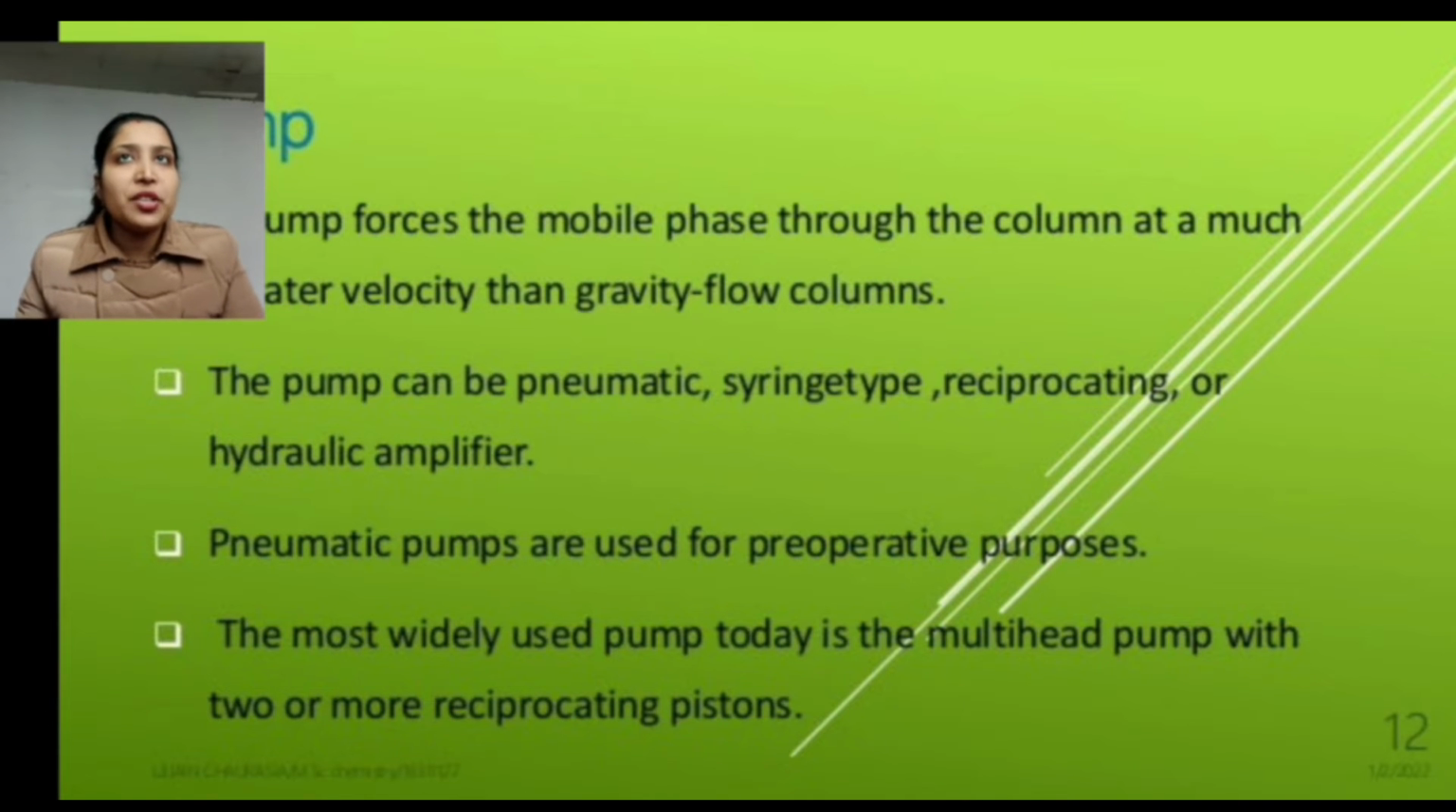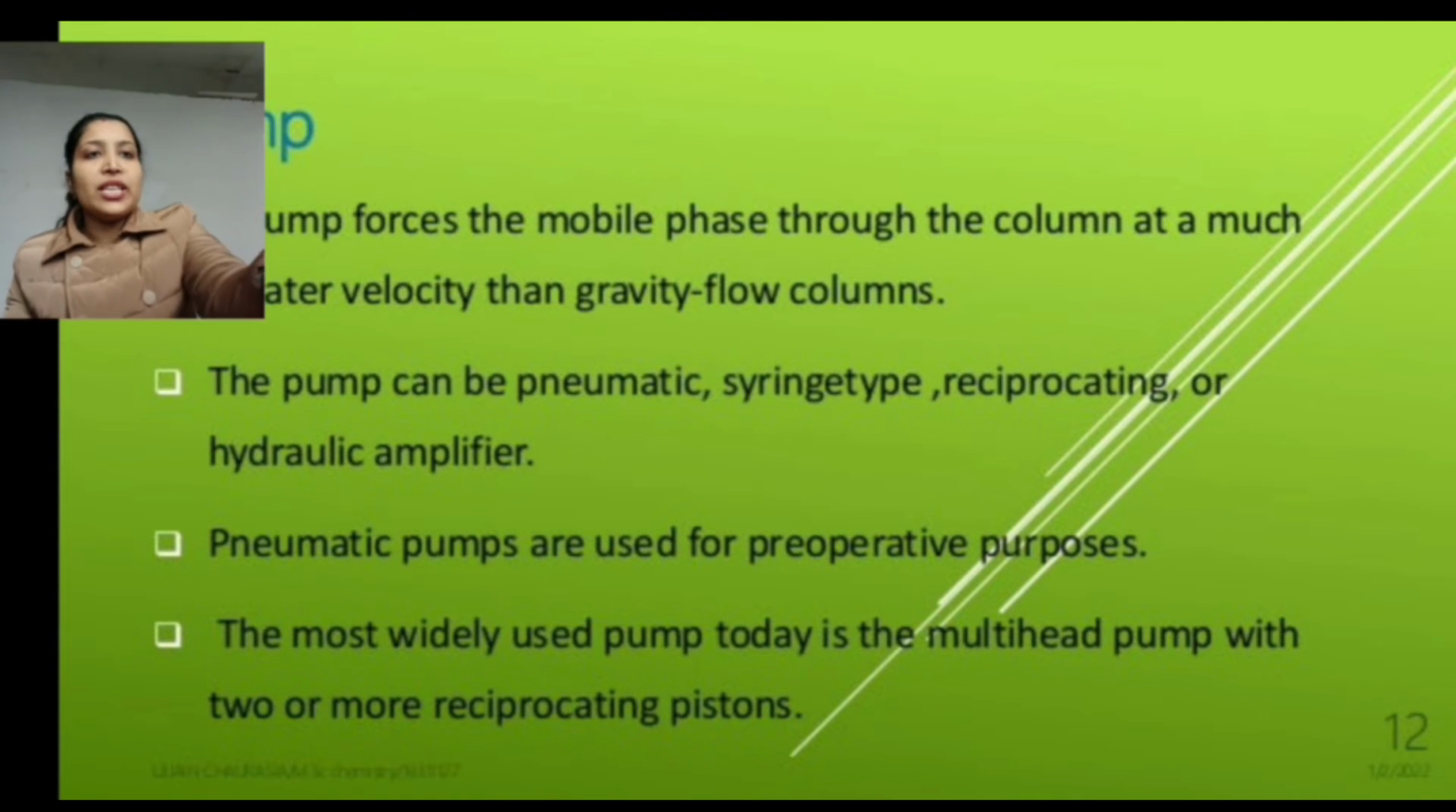Pumps vary in pressure capacity, but their performance is measured on their ability to yield a consistent and reproducible flow rate. Modern HPLC systems have been improved to work at much higher pressures and are therefore able to use much smaller particles in the column, with flow rates of about 0.1 to 1 ml per minute. The most widely used pump today is the multi-head pump with 2 or more reciprocating pistons. The main 3 types of pump used are the reciprocating piston pump, the syringe pump, and the pneumatic pressure pump.